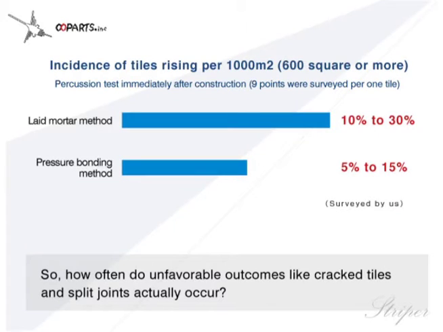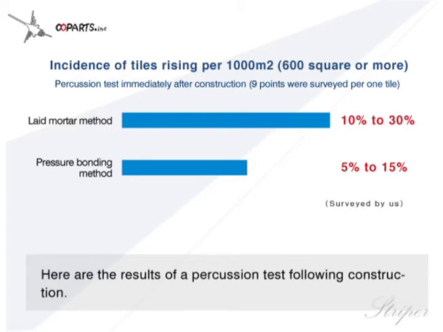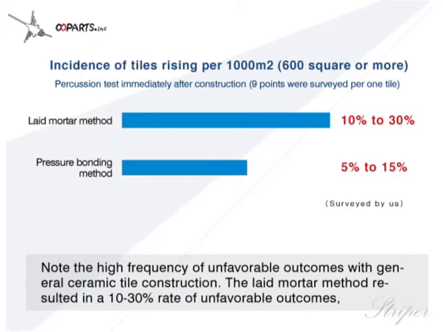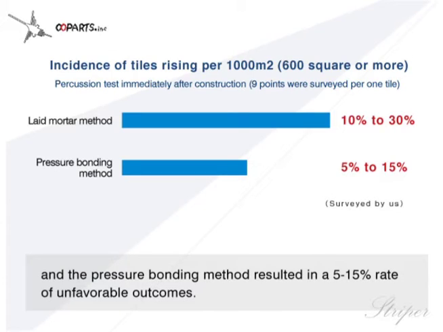So how often do unfavorable outcomes like cracked tiles and split joints actually occur? Here are the results of a percussion test following construction. Note the high frequency of unfavorable outcomes with general ceramic tile construction. The laid mortar method resulted in a 10 to 30% rate of unfavorable outcomes, and the pressure bonding method resulted in a 5 to 15% rate of unfavorable outcomes.